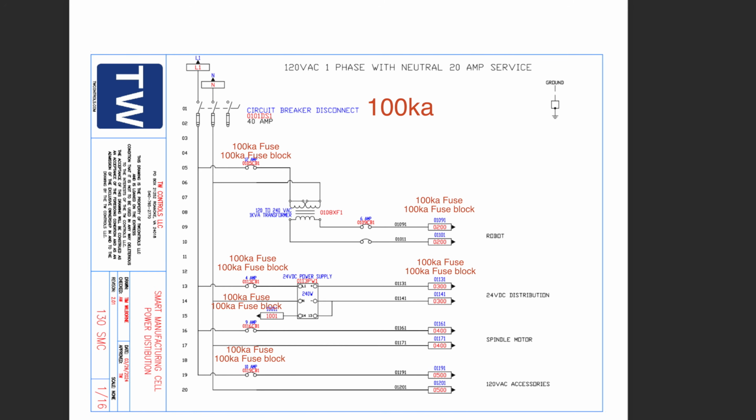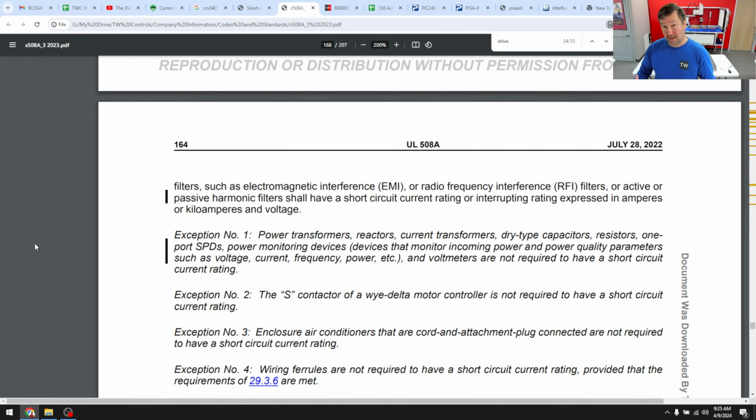Now we have a few more power components to consider. We have a transformer here and we have a power supply here. And that falls under exception 1. Power transformers, reactors, current transformers, dry type capacitors, resistors, 1-port SPDs, power monitoring devices, and voltmeters are not required to have a short circuit current rating. So you would continue this through the rest of your power devices. And for figuring out a basic short circuit current rating, you will just go through all those devices and find the lowest number, and that'll be the short circuit current rating of your panel.